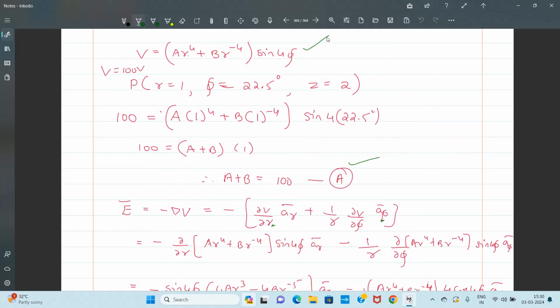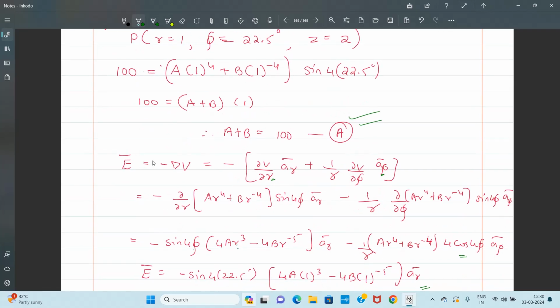So I'm considering the first condition. V is given as 100 volt at this point. So in this expression, I will substitute these values: V as 100, R as 1 meter, and phi as 22.5. Substituting all that and simplifying, I am getting the equation as A plus B equal to 100. This is one equation, the first equation.